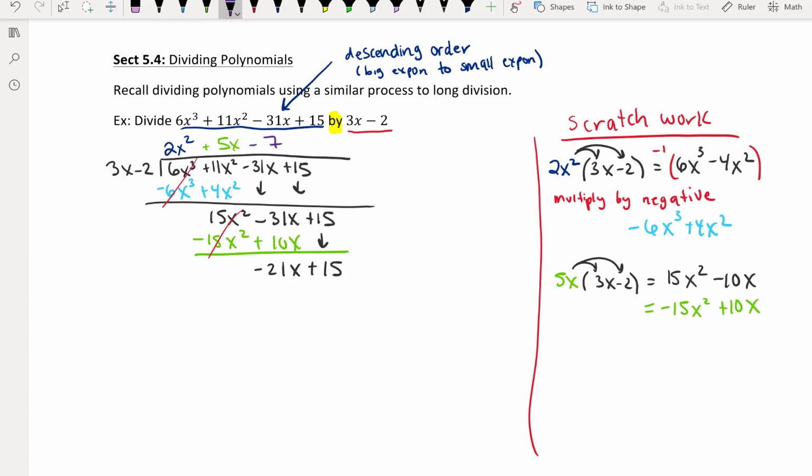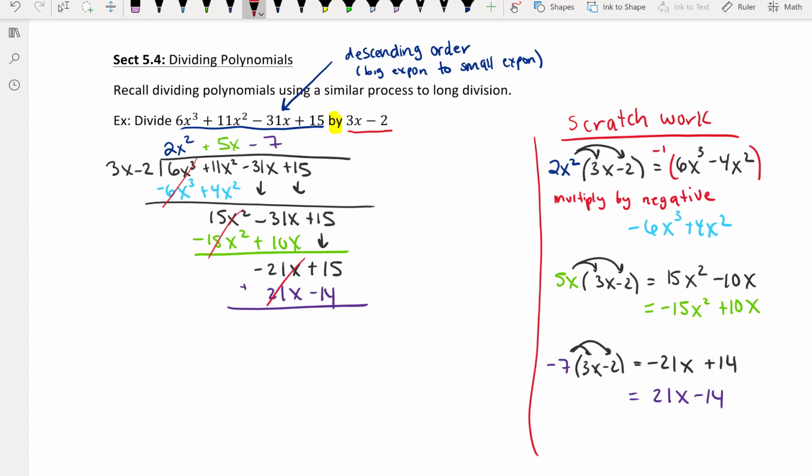So over to the side, on my scratch work, negative 7 is being multiplied by that 3x minus 2. So when I distribute, that's a negative 21x plus 14. And of course, I am actually multiplying by a negative, so this is really 21x minus 14. So now I can see that the 21x's cancel. And then 15 minus 14 gives me a positive 1. So that is my remainder.